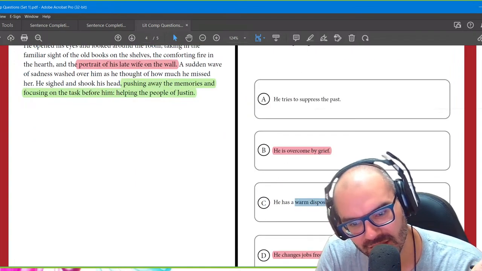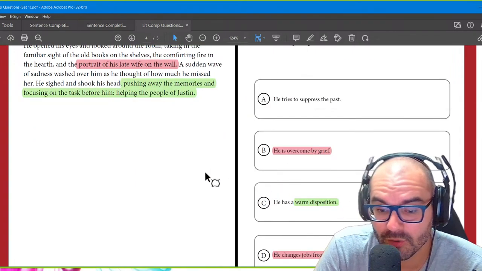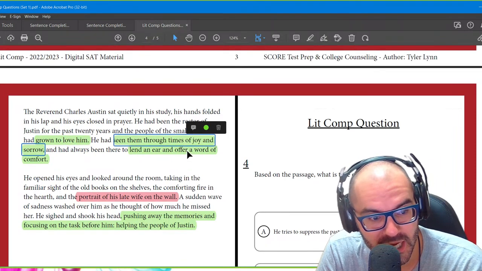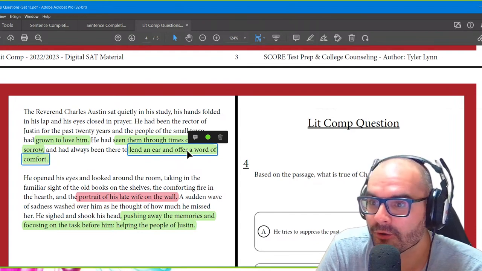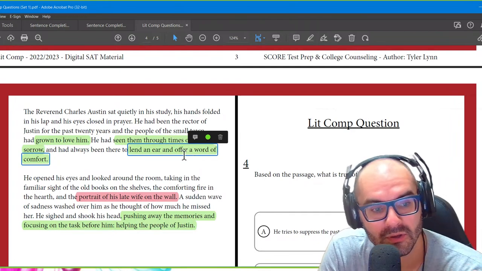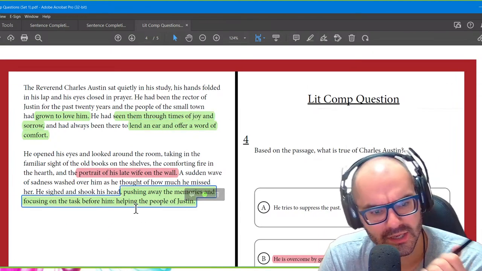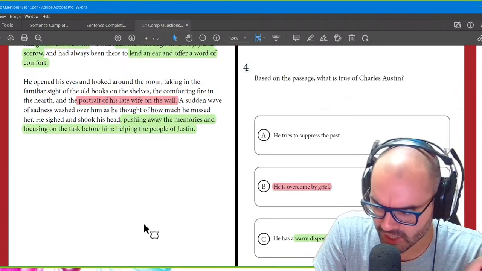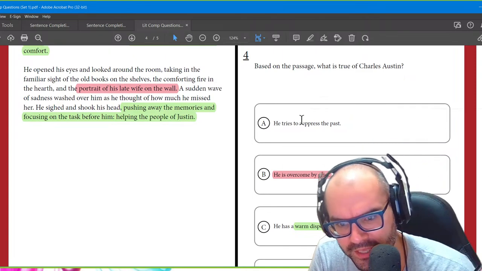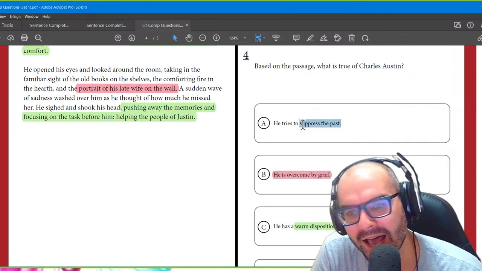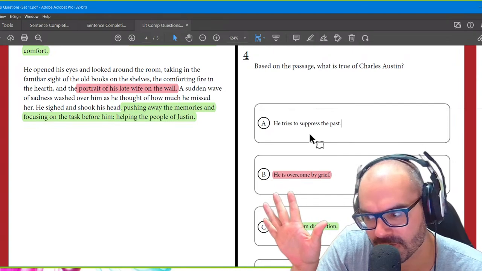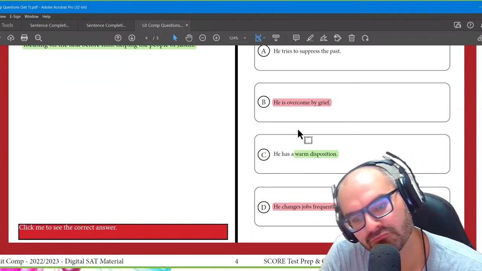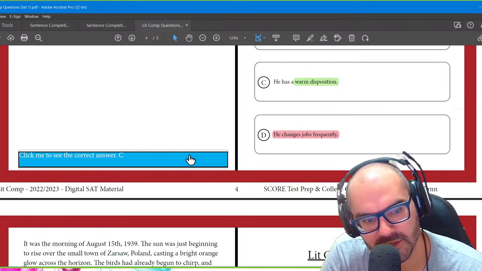And then I think there's a lot of evidence for warm disposition. So I do agree that's the right answer. The people love him. He's helped them through good times and bad times. He's always there for advice and listens to people. And he finishes up by focusing on helping people. That's what a person with a warm disposition does. Yeah, he's got some bad things in the past, but he's not trying to hide them. He's putting them right there in his face. It makes him sad, but he still lives with it. So, yeah, C would be my best answer.